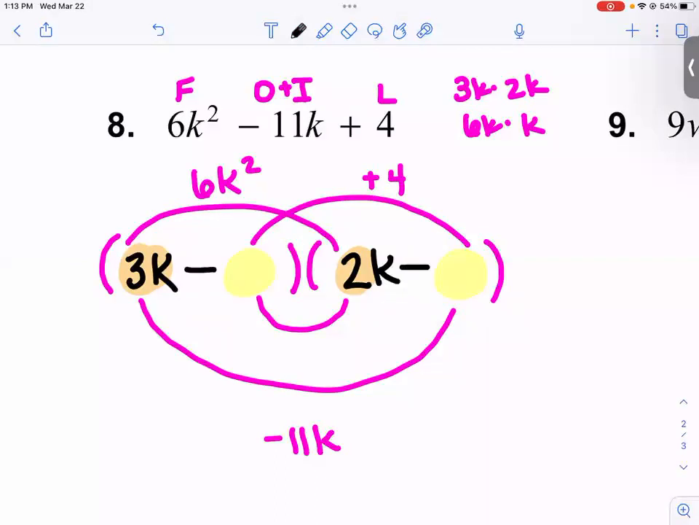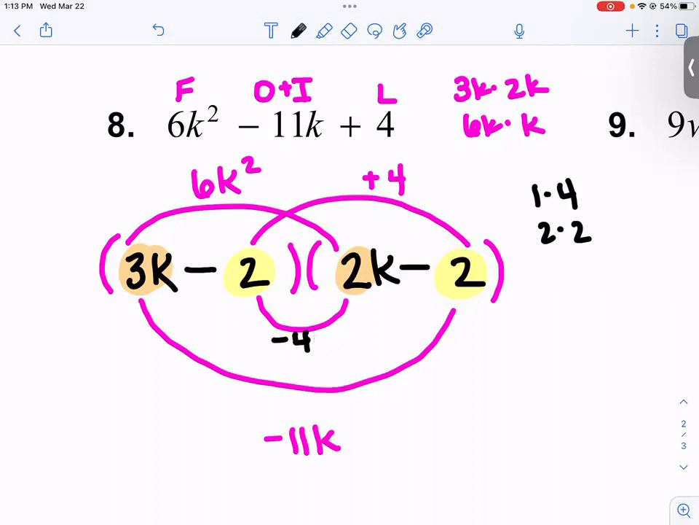Now, we need to multiply to 4. Well, all right, well, I know I have 1 times 4, and I know I have 2 times 2. Where do you want to start? That's fine. Let's start at 2 times 2. Now, if we have 2 times 2, this inside product would give me negative 4k, and this outside product would give me negative 6k. Does that add up to our middle term? No. Okay, well, not 2 times 2.